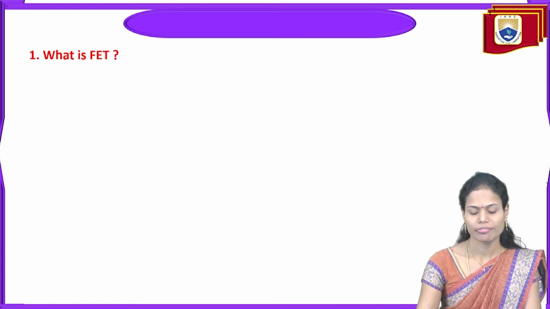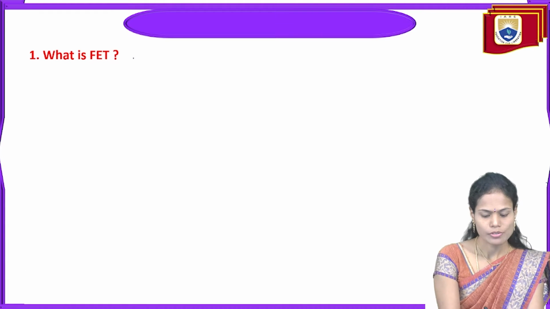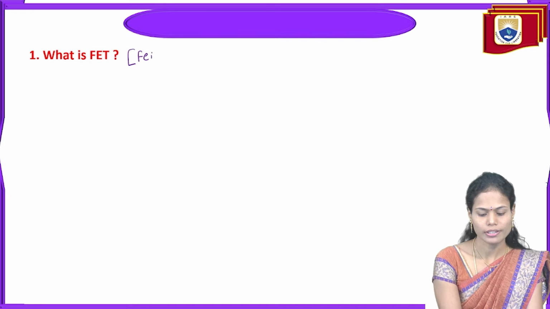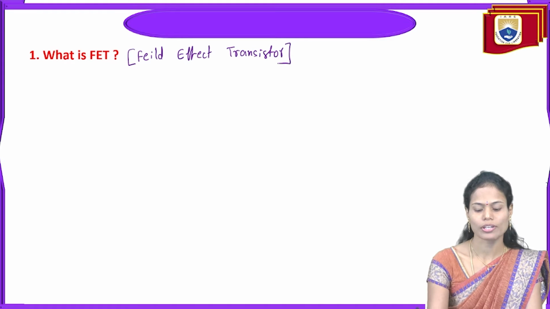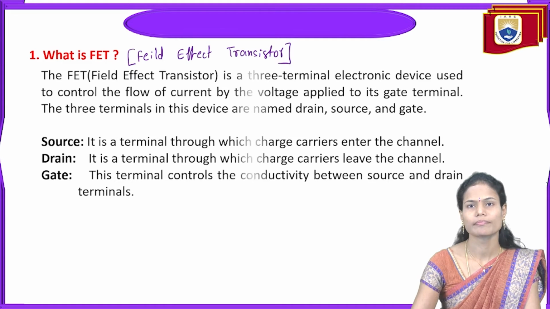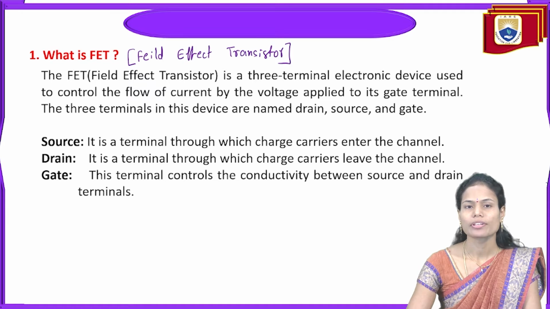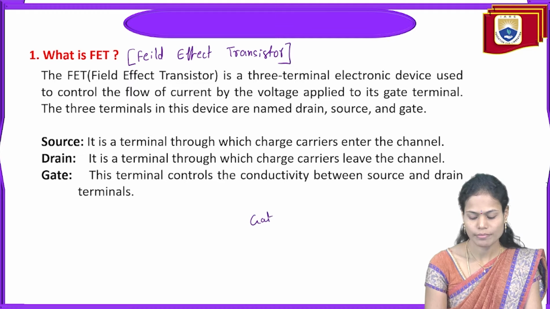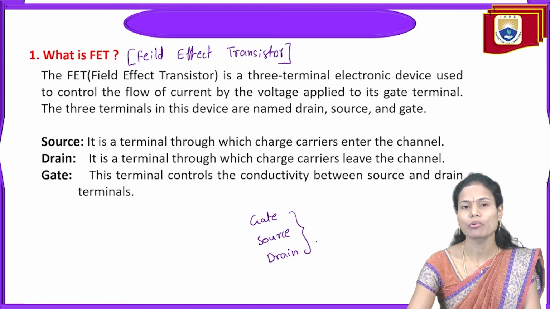So here, what is meant by FET? FET is nothing but a field effect transistor. In short form, we call it the FET. This particular FET is a 3-terminal device. The 3 terminals are gate, source as well as the drain terminals. As in the case of bipolar junction transistor, in the case of field effect transistor also we have gate, source and drain terminals.